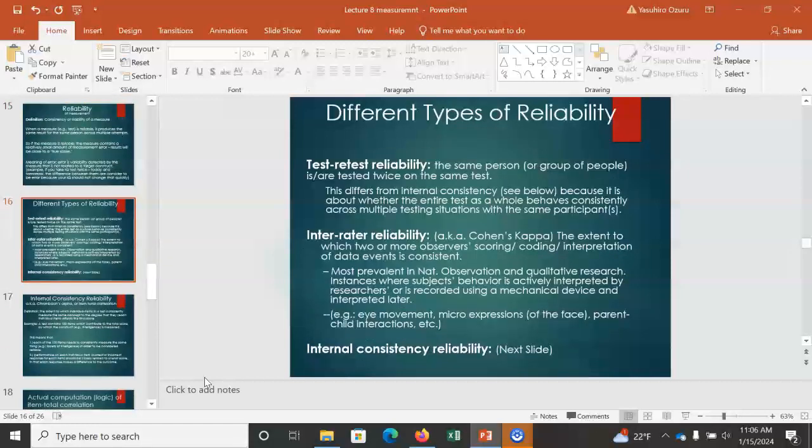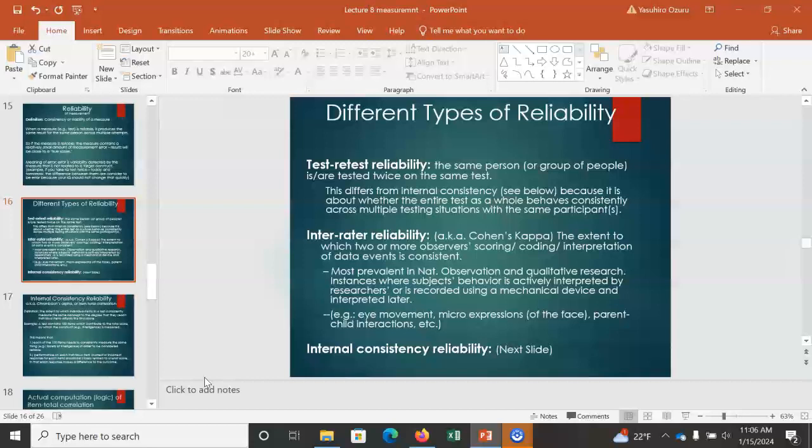So, different types of reliability. Three different kinds we're going to talk about. Number 1 is test-retest reliability. If the same person is tested twice on the same test, then the score should be the same. So that's the test-retest. It's the consistency of the same test about the same person across 2 or more different situations or times.